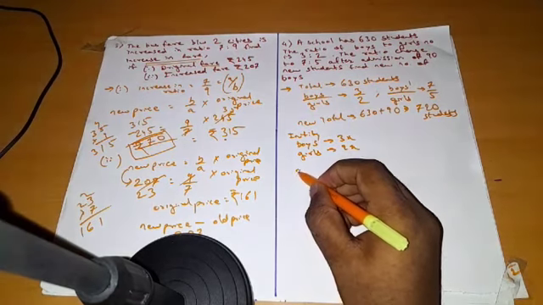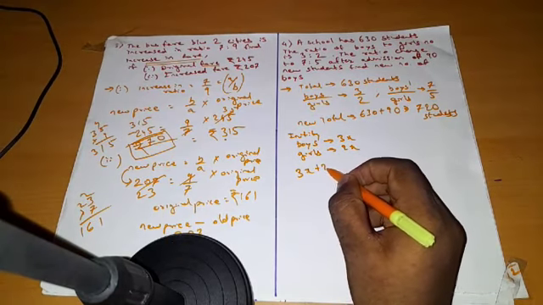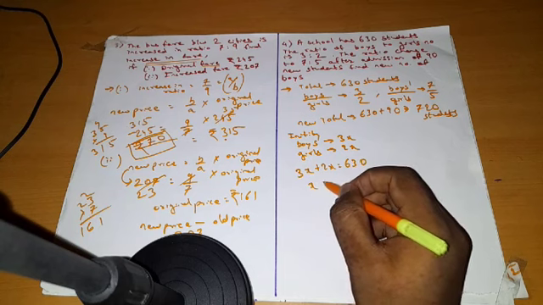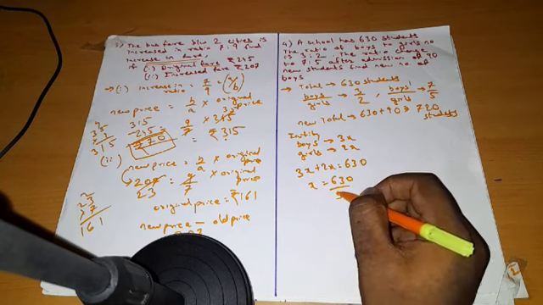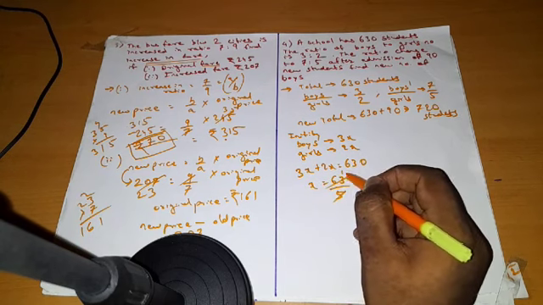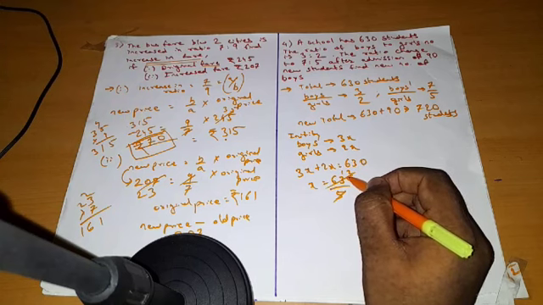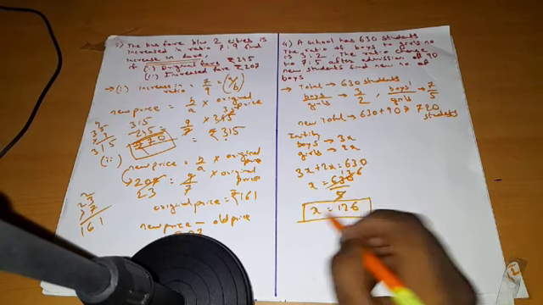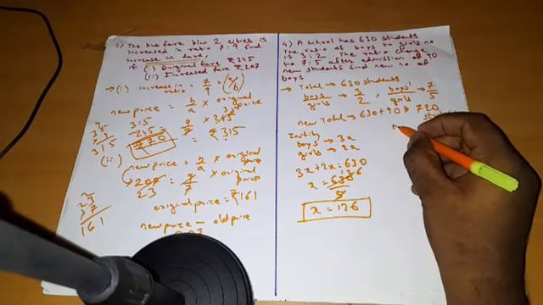So the total was 630 initially, so 3x plus 2x is equal to 630. So x is 630 by 5. 5 1 is 5, 5 2 is 10, 5 6 is 30. x is equal to 126. The value of constant x is 126 initially.